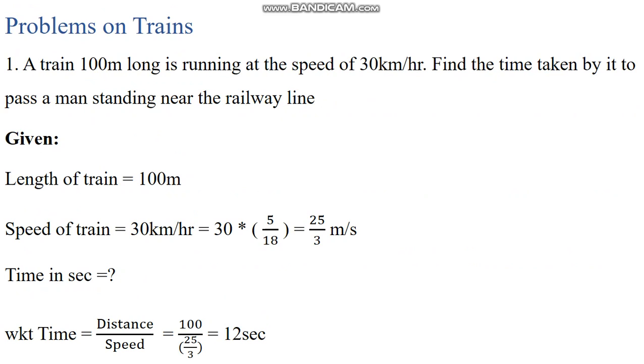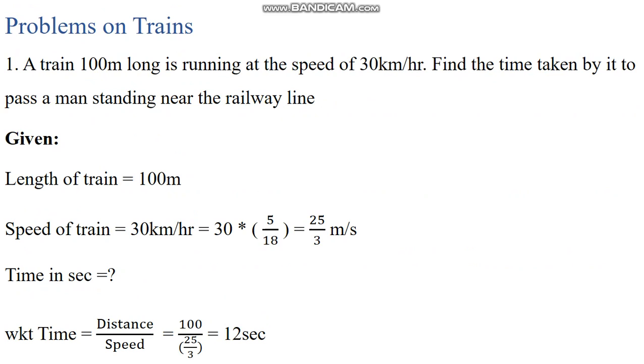Usually the time will be expressed in seconds. Therefore, the speed of the train, which is in kilometers per hour, needs to be expressed in meter per second. Therefore, we need to multiply the value with the conversion factor of 5 by 18. 30 into 5 by 18 will give around 25 by 3 meter per second.